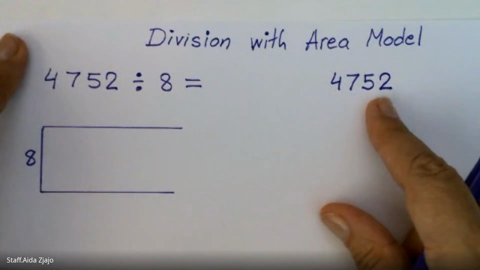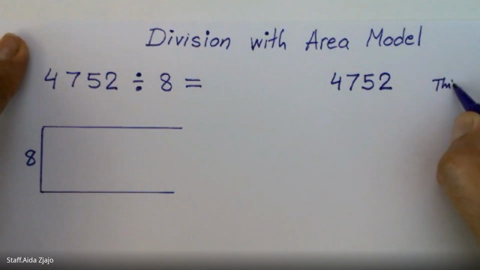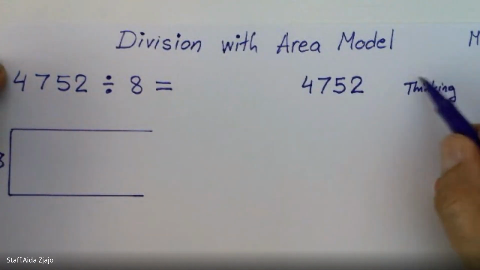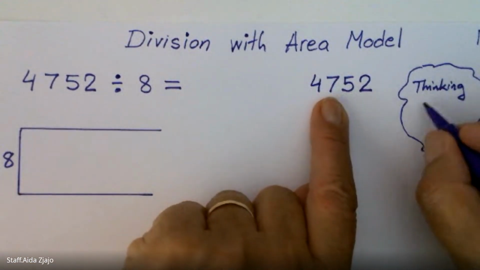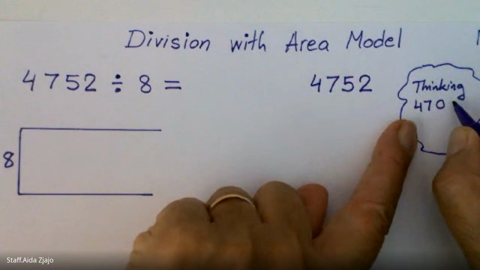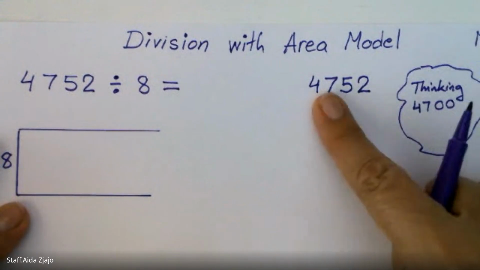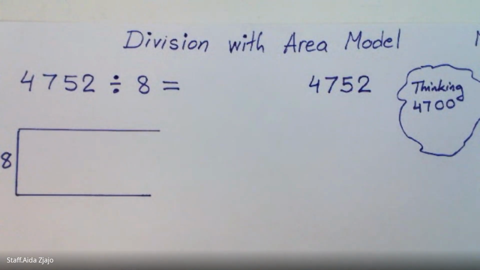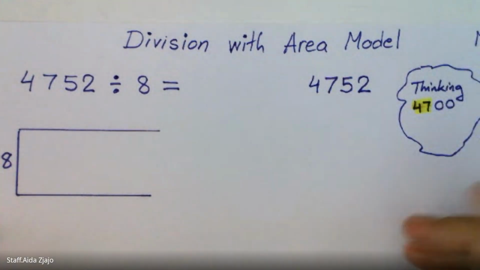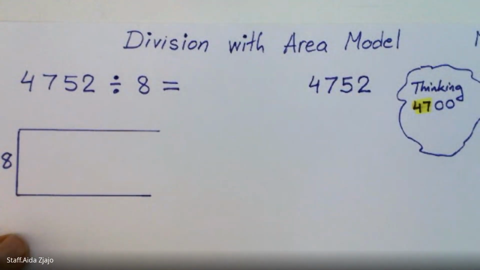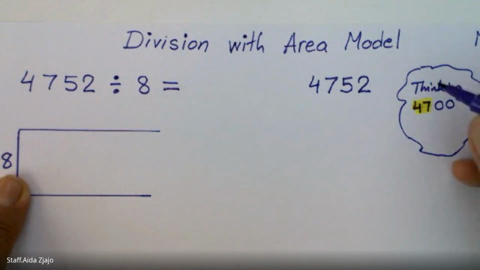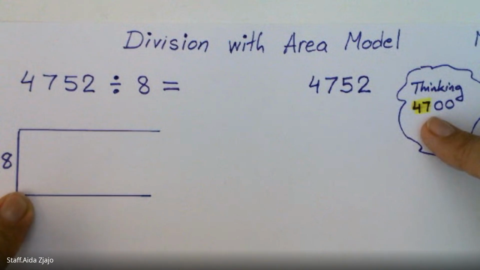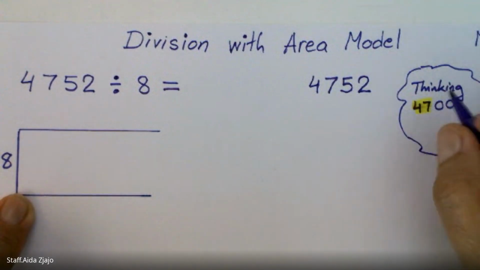4,752. So this time you can use a kind of thinking strategy. I'm making this a bubble like this. So 4, I'm not going to think about the whole number. I'm going to think about just 4,700. And then that will help children to think only about 47 instead of this multi-digit number. So 8 times what is really close to 47? You can start 8 times 4 is 32, 8 times 5 is 40, 8 times 6 is 48. So 48 cannot work, but definitely 5 could work.